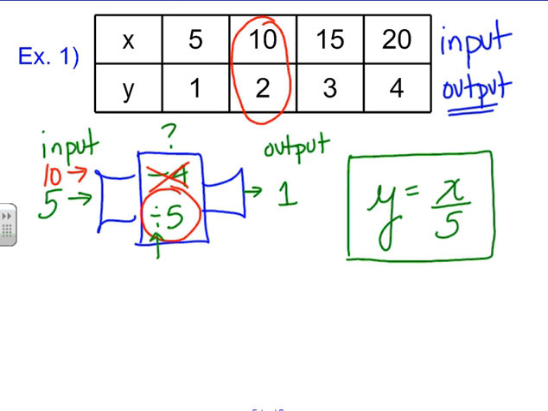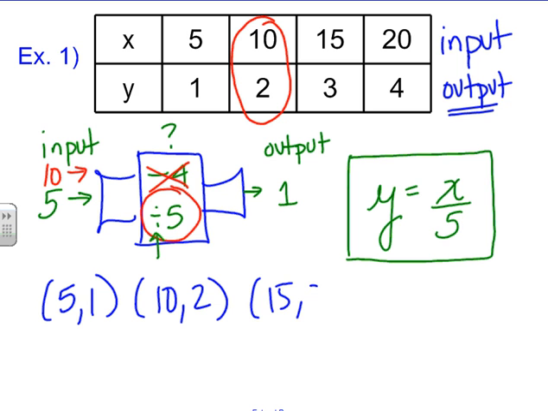Now, sometimes we don't get the points that way. Sometimes we'll get ordered pairs like (5, 1), (10, 2), (15, 3), and (20, 4). Sometimes that's how our pairs will show up. But even if our pairs show this way, we can still see our inputs and our outputs. All right, let's take a look at one more.